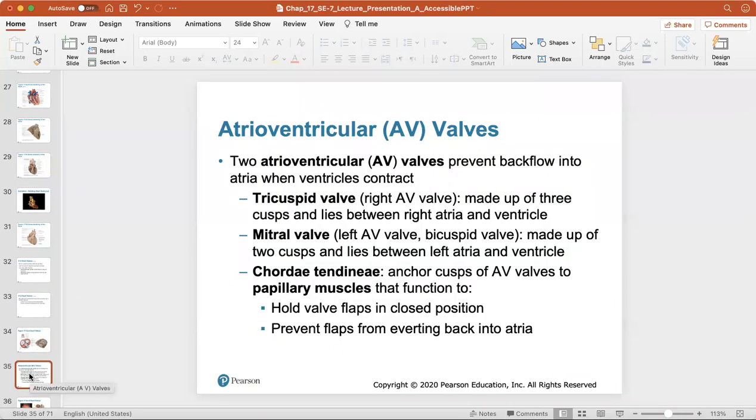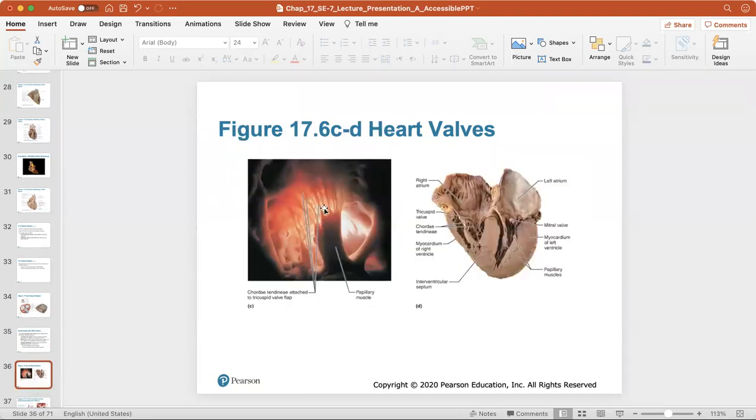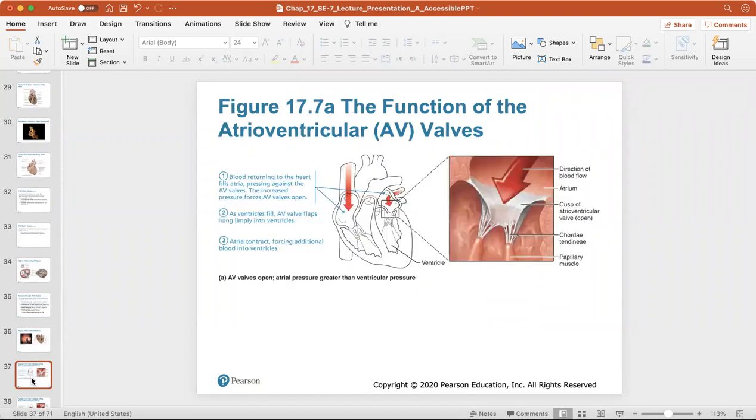Here then are the valves, a great review from anatomy. This is a really cool picture of a live view showing a papillary muscle connected to the chordae tendineae, which will be attached to the cusps or the flaps of the tricuspid valve. So a really cool view of the inside of the heart there. Here's the function of the atrioventricular valves.